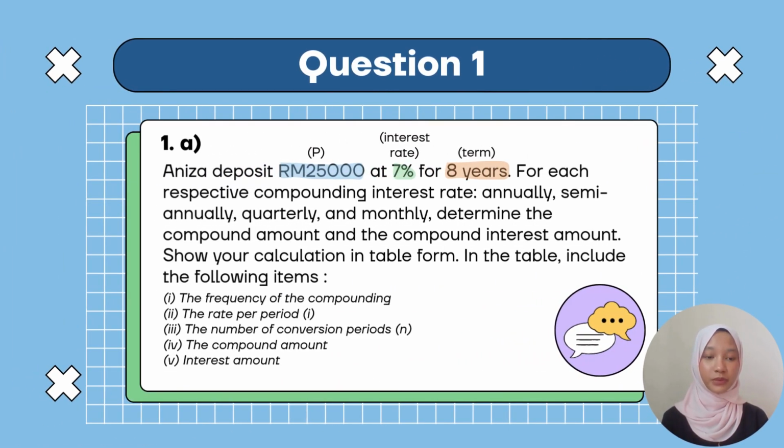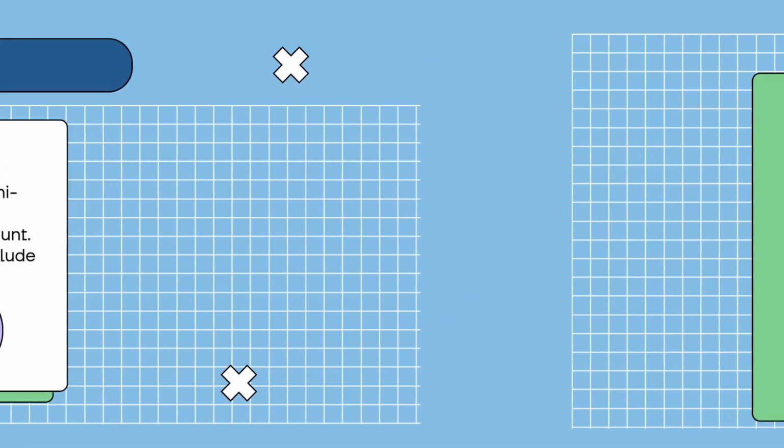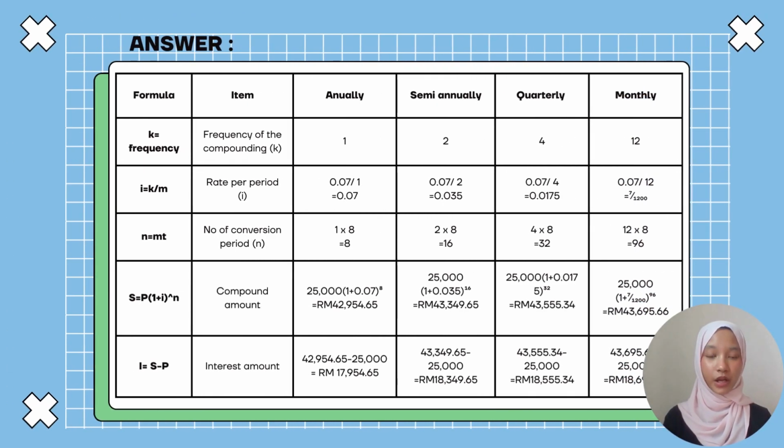We can find out that 25,000 is our principal amount, 7% is our interest rate, and 8 years is our term. There is a column for annually, semi-annually, quarterly, and monthly. The first one, K, the frequency, is based on a 1 year period. So annually it's 1, semi-annually is 2, quarterly is 4, monthly is 12. The second, the rate per period I, can be found by dividing the interest rate by the frequency of compounding. The third, the number of conversion periods N, can be found by multiplying the frequency of compounding with the term, which is 8 years for all of them.